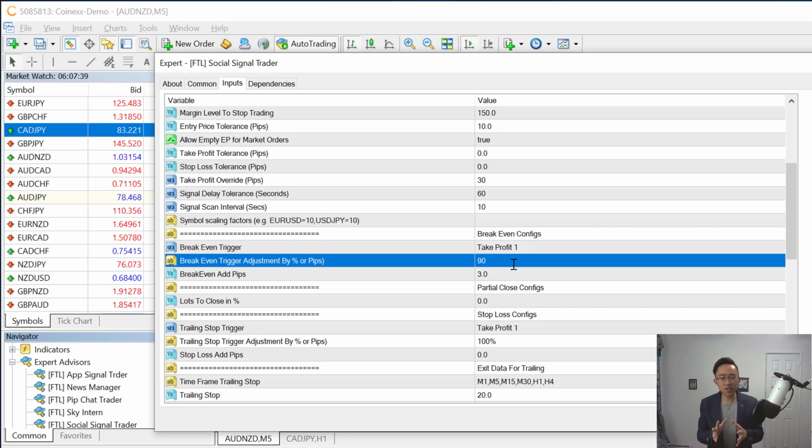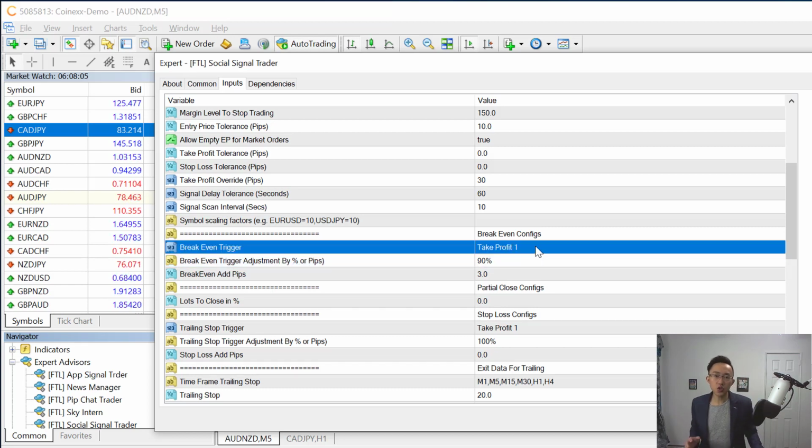So, give me an example. If the distance between entry and take profit is 100 pips, then 90% would mean that it's going to break even at 90 pips.